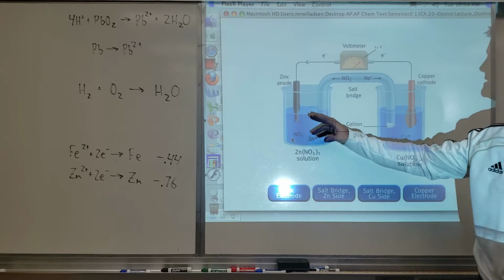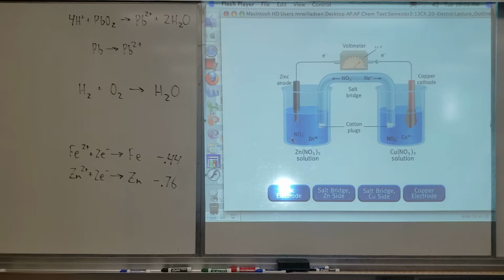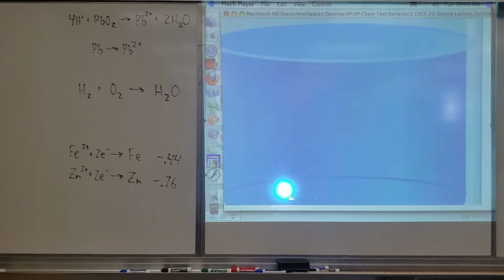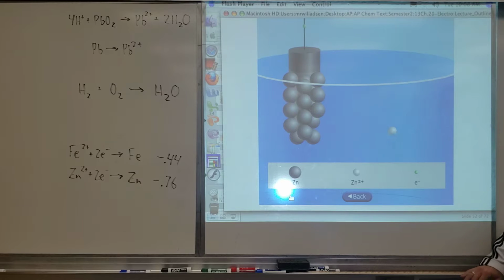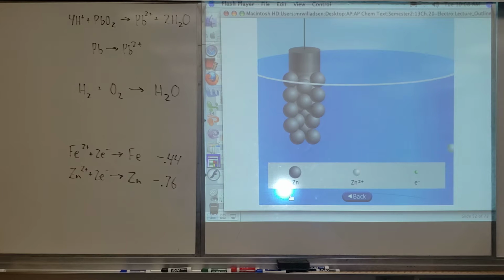Okay, so then we can see what's happening. Remember, at the anode, that's where oxidation is happening. Zinc is being oxidized to zinc 2+ ions. At the zinc electrode, zinc atoms are losing 2 electrons, forming zinc 2+ ions, which enter the solution. The 2 electrons lost by zinc metal flow through the wire to the copper electrode. Note that only zinc 2+ ions are shown in solution. Other ions and water molecules are not shown to focus on the oxidation of zinc metal to zinc 2+.